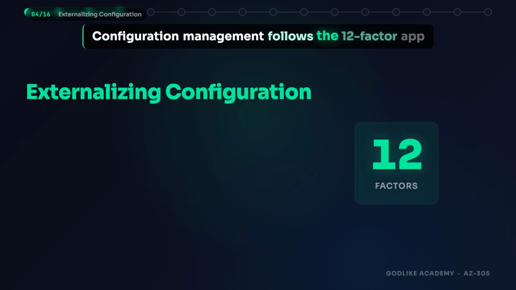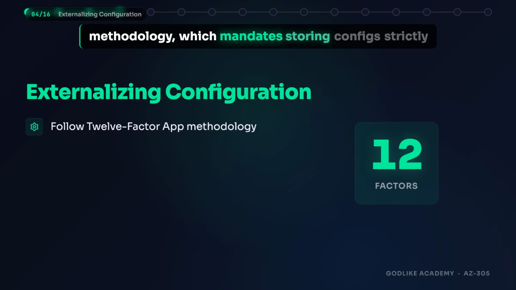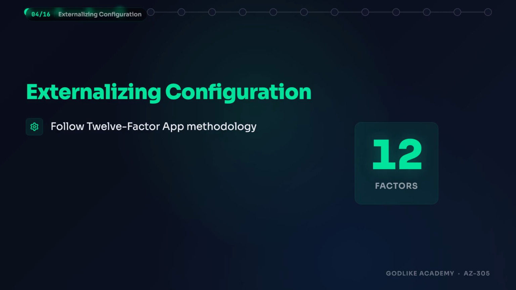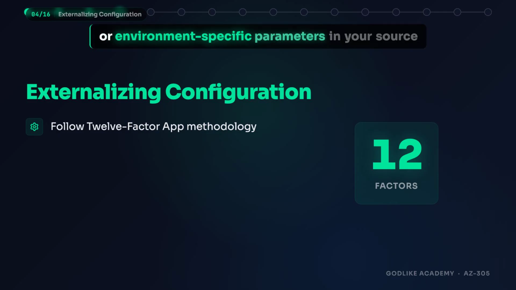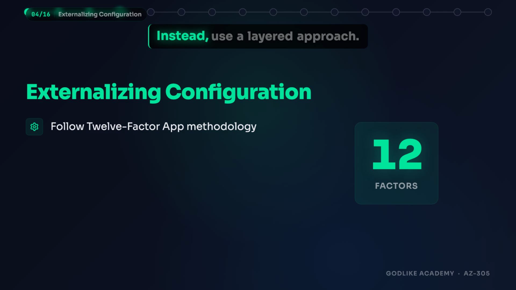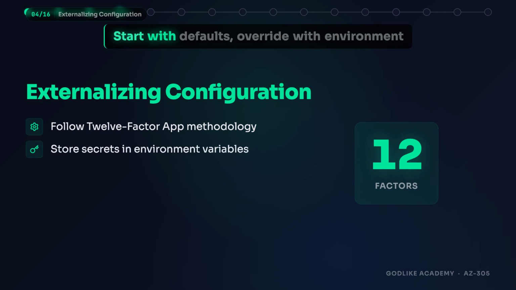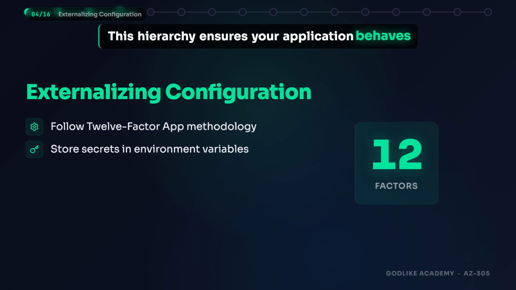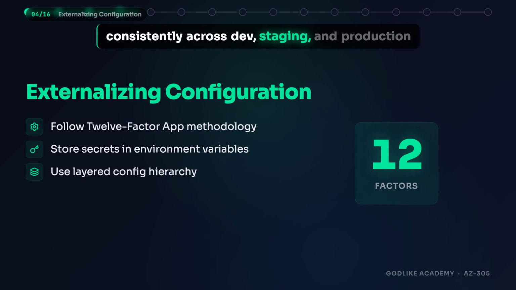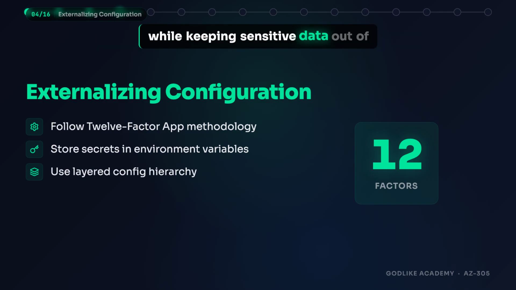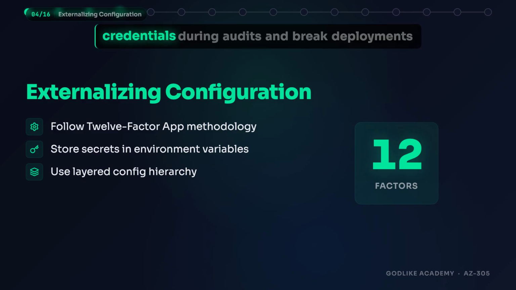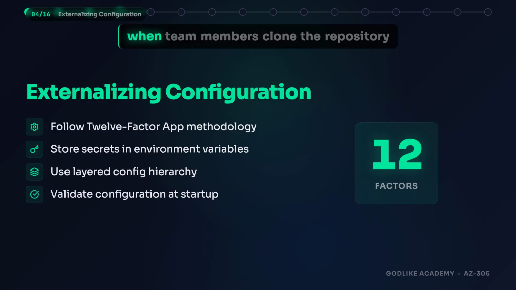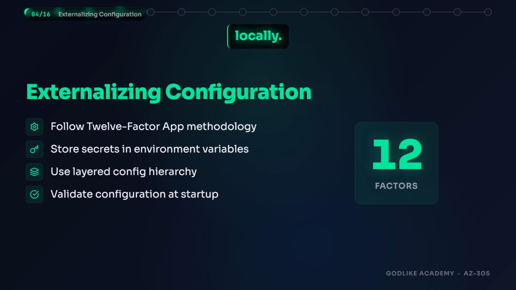Configuration management follows the 12-factor app methodology, which mandates storing config strictly in the environment. You should never hard-code secrets or environment-specific parameters in your source code. Instead, use a layered approach. Start with defaults, override with environment files, and finalize with environment variables. This hierarchy ensures your application behaves consistently across dev, staging, and production while keeping sensitive data out of version control. Failing to externalize settings will expose credentials during audits and break deployments when team members clone the repository locally.